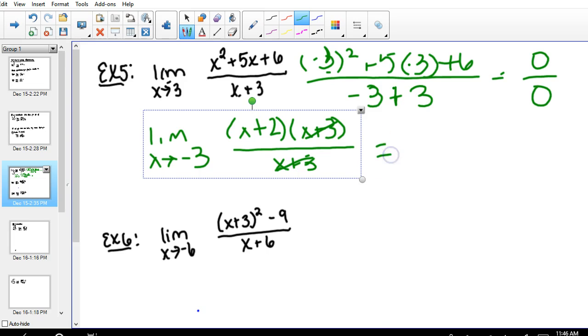So if we plug in negative 3 now, we've got negative 3 plus 2. If you wanted to, you could put it over 1, but that's canceled out, so you don't have to. And so that's going to give you negative 1. So your limit here is negative 1. So you factor, cancel, plug in the number.